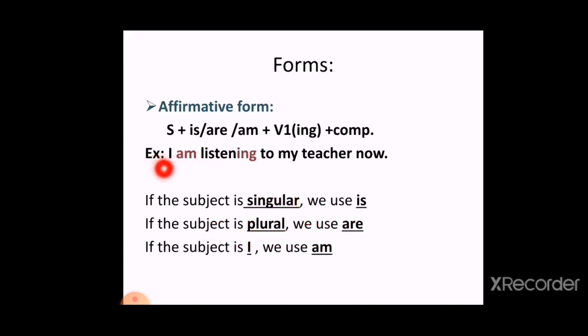Look at this example. I am listening to my teacher now. We have here am. We choose am because the subject is I. And we add ing to verb 1, listen. Listen, listening. Okay, I am listening to my teacher now.